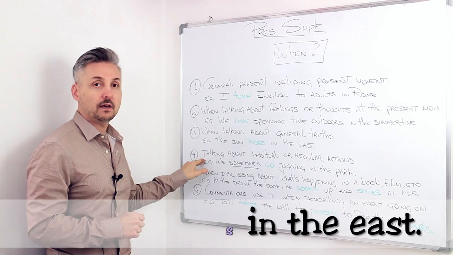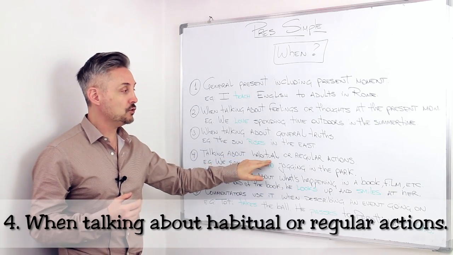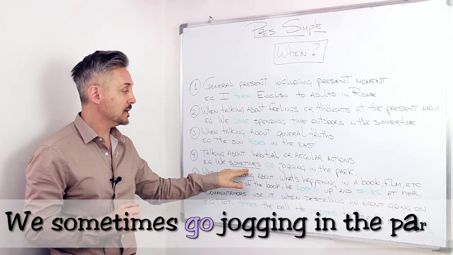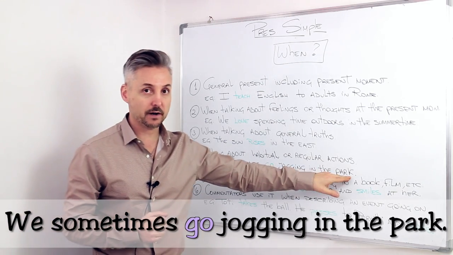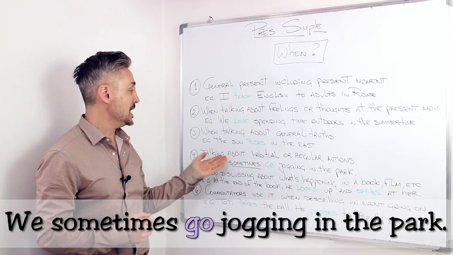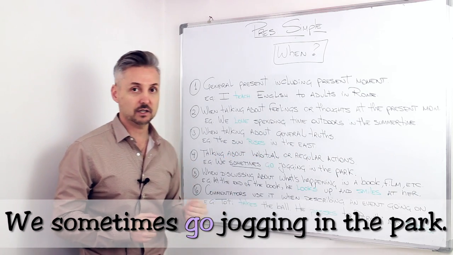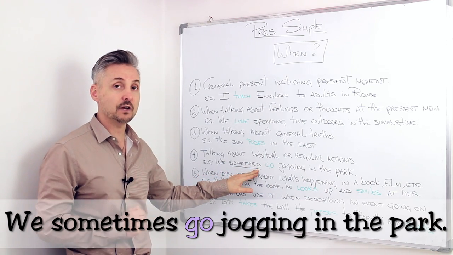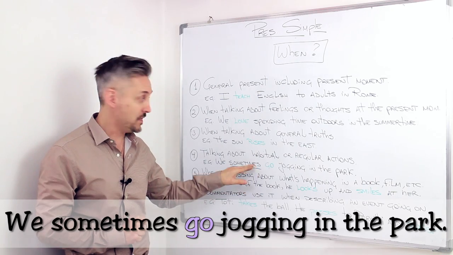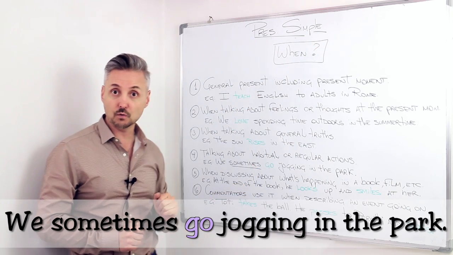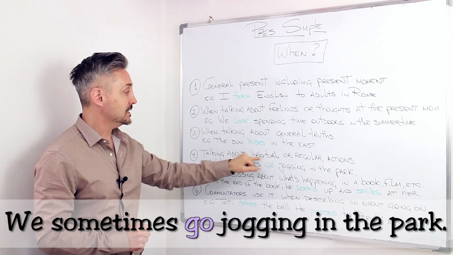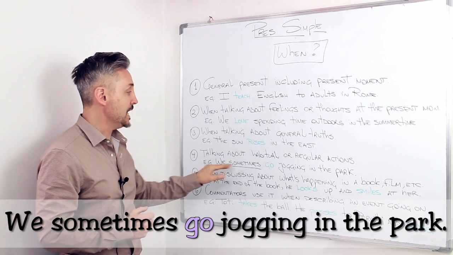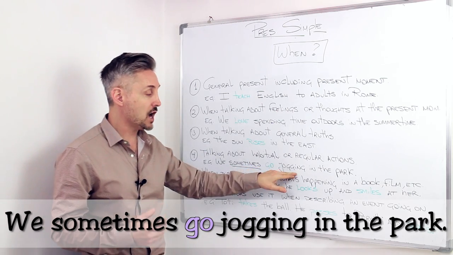Now, the fourth, when talking about habitual or regular actions. We sometimes go jogging in the park. And what do I mean by habitual or regular actions? Well, you can see sometimes is an adverb of frequency, and there is a lesson on this. You can click here if you want to watch it. That tells you that it is a regular or habitual action. We sometimes go jogging in the park.